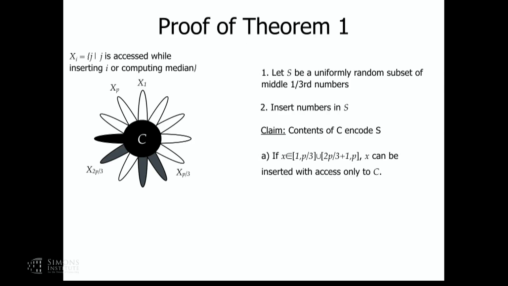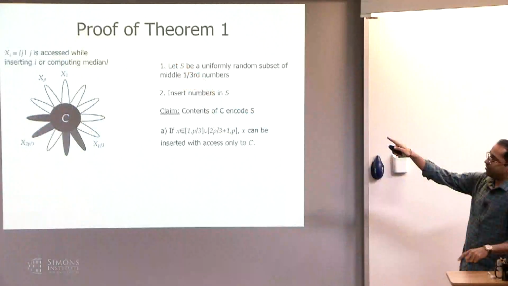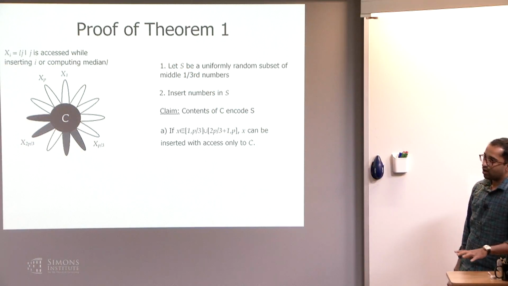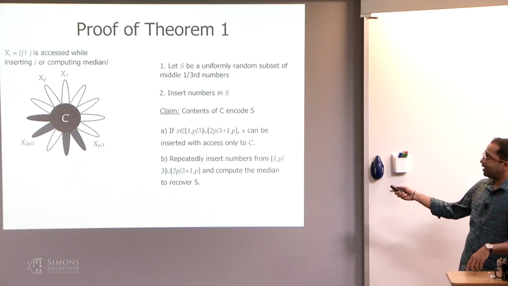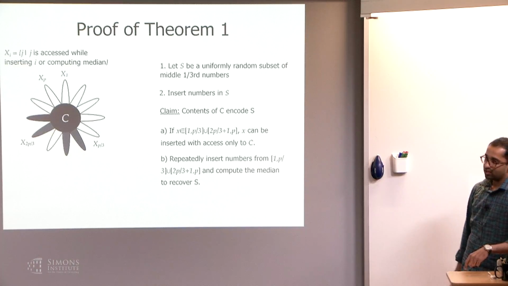This is very powerful because there's one more fact that we need to use. You know that all these sets xi contained all the cells that were used to compute the median. So by just looking at the core, you should be able to also compute the median. Now you repeatedly insert elements that are not in the middle 1/3 range, and keep computing the median, and this will help you recover the complete set.